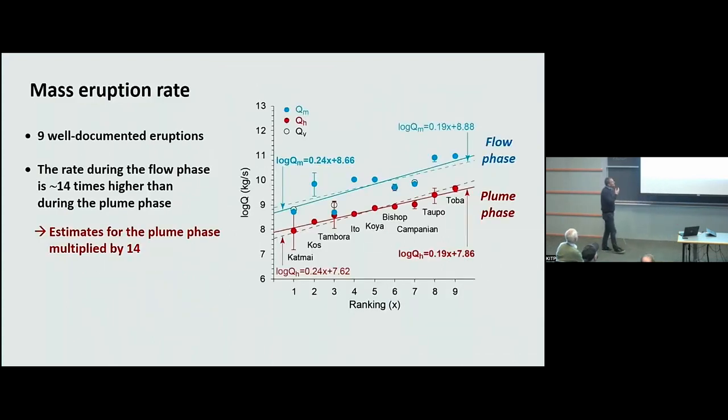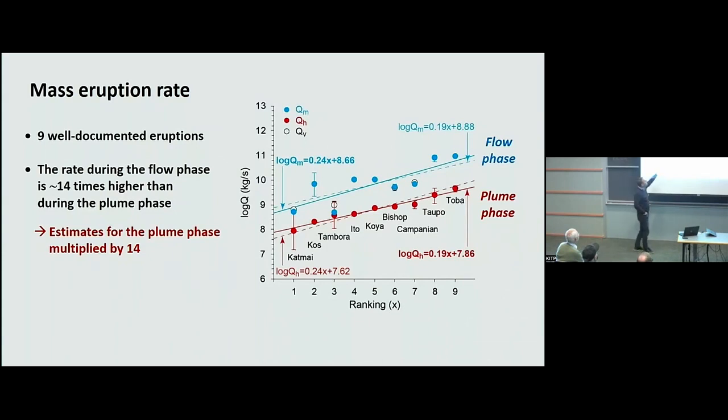In fact, there are very few cases for which the eruption rate is known for both the initial plume phase and for the subsequent flow phase. We found 9 well-documented eruptions described in the literature. Their names are given here. This graph shows the mass eruption rate, ranked by increasing values for the plume phase, and corresponding values are shown also for the flow phase.